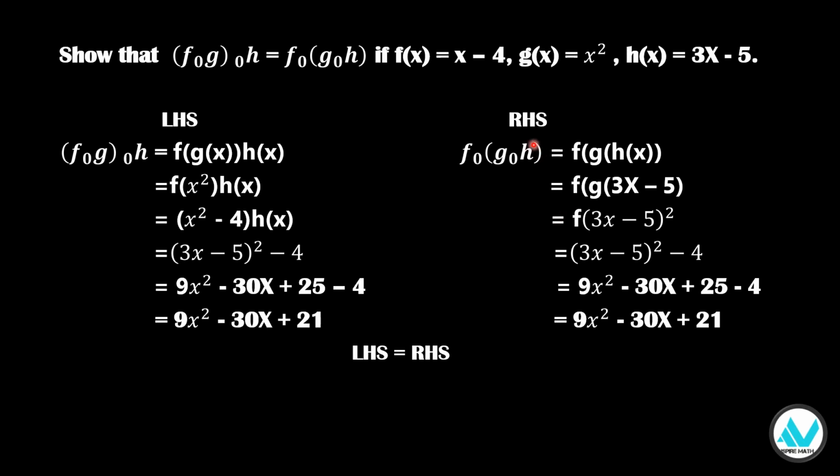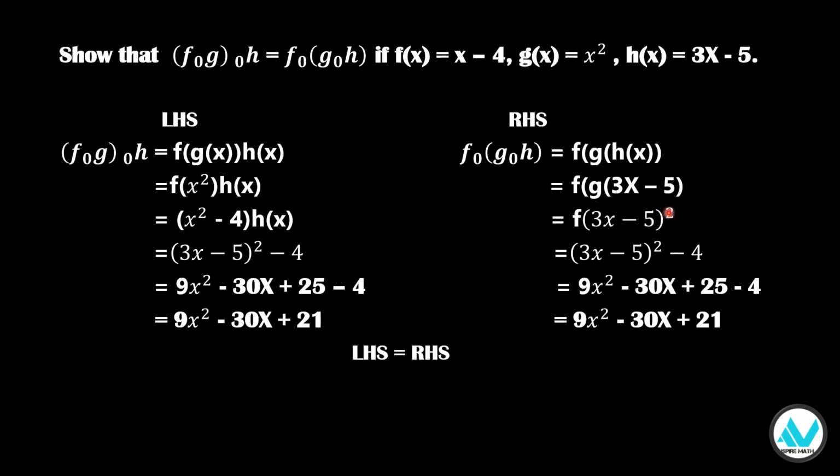It's nothing but f of g of h. Brackets is for g of h. So f of g of h of x. So in place of h of x, I'm going to substitute 3x minus 5. Now f of g of 3x minus 5 is nothing but, we know g of x is x square. So I'm going to put in place of x as 3x minus 5. So f of 3x minus 5 the whole square.